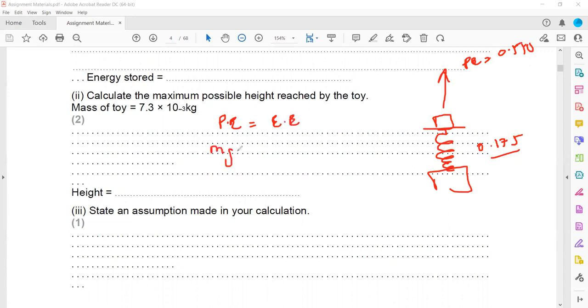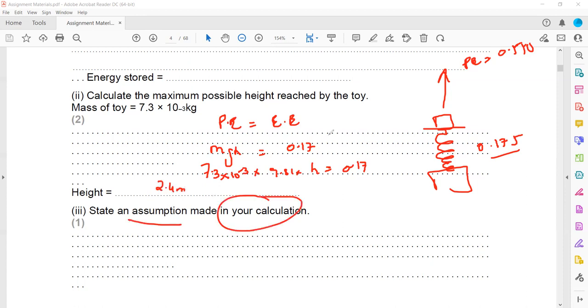Potential energy is mgh and elastic strain energy is 0.17. The mass of the toy is 7.3 × 10^-3, gravity is 9.81, the height we don't know, and the energy is 0.17. So this whole factor is multiplied, and on the other side it will be divided: 0.17 divided by 7.3 × 10^-3 multiplied by 9.81, which will be approximately 2.4 meters.